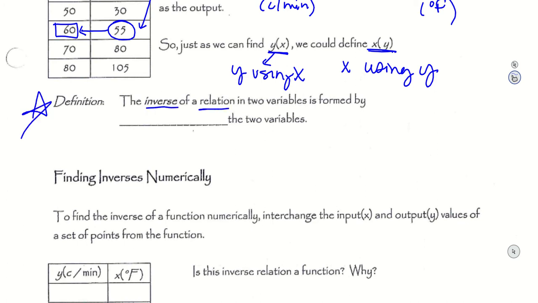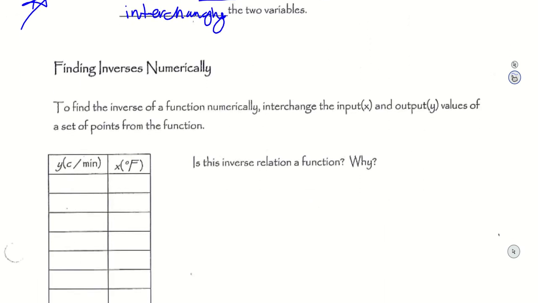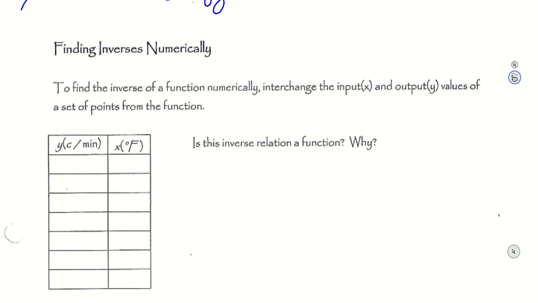The inverse of a relation, remember a relation is any set of points, is formed by interchanging the two variables, so just switching their places. So if we were to find an inverse numerically, we're going to interchange the input and the output. We're going to switch where x and y are in our relation. So if we take our set of points, our y's were chirps per minute, right?